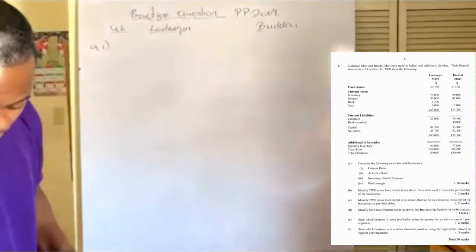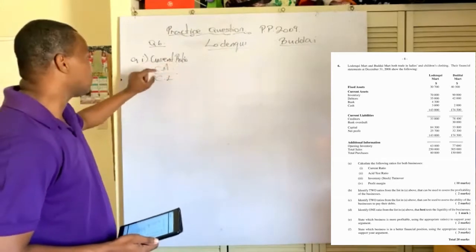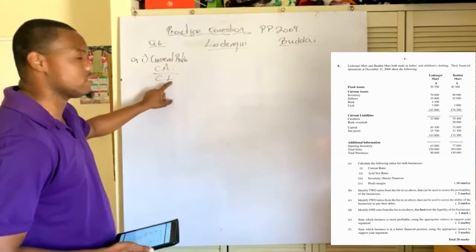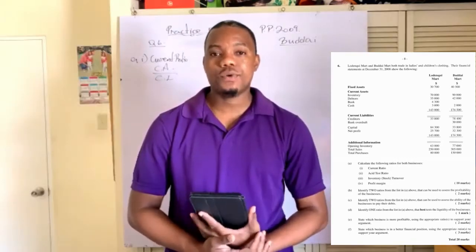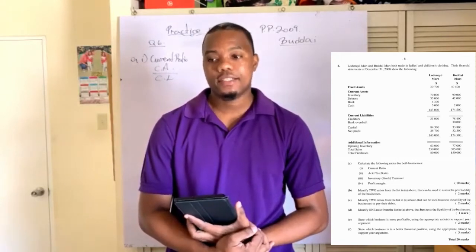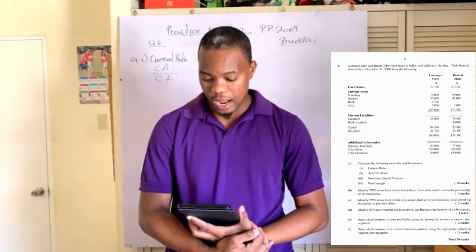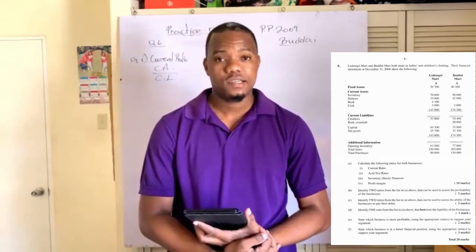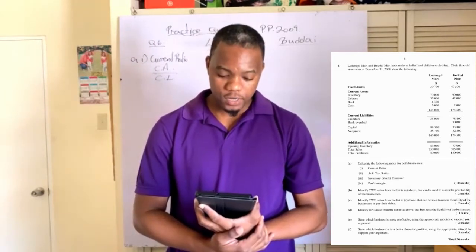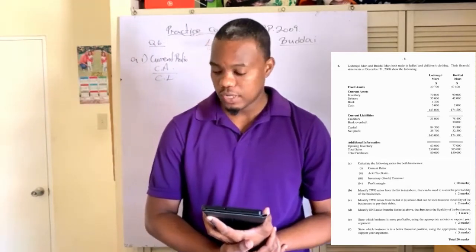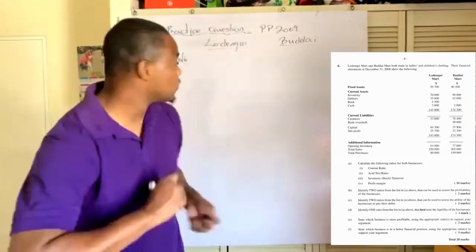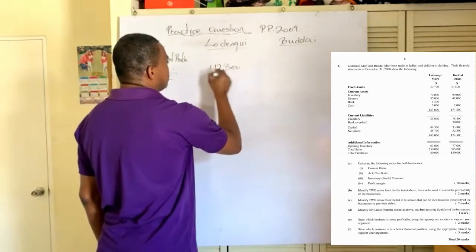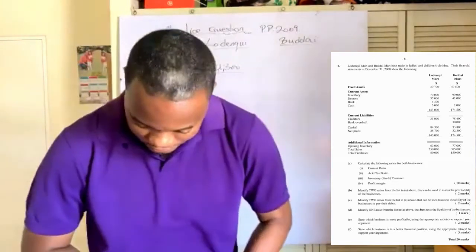The first one they want us to find is the current ratio. The formula for the current ratio is current assets over current liabilities. This is where CSEC tries to trick you. If you look at this statement, the current assets total is not explicitly stated, so you have to calculate it. Those four figures are what you should use, and when you use those four figures, you get 112,300 for this business.